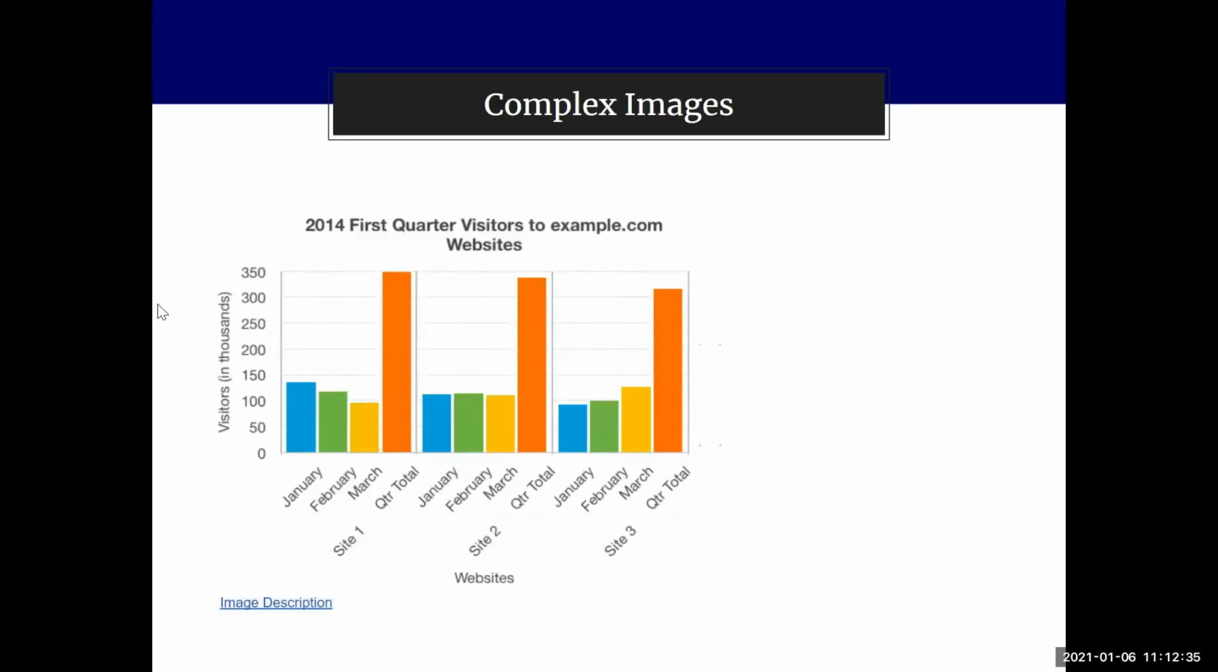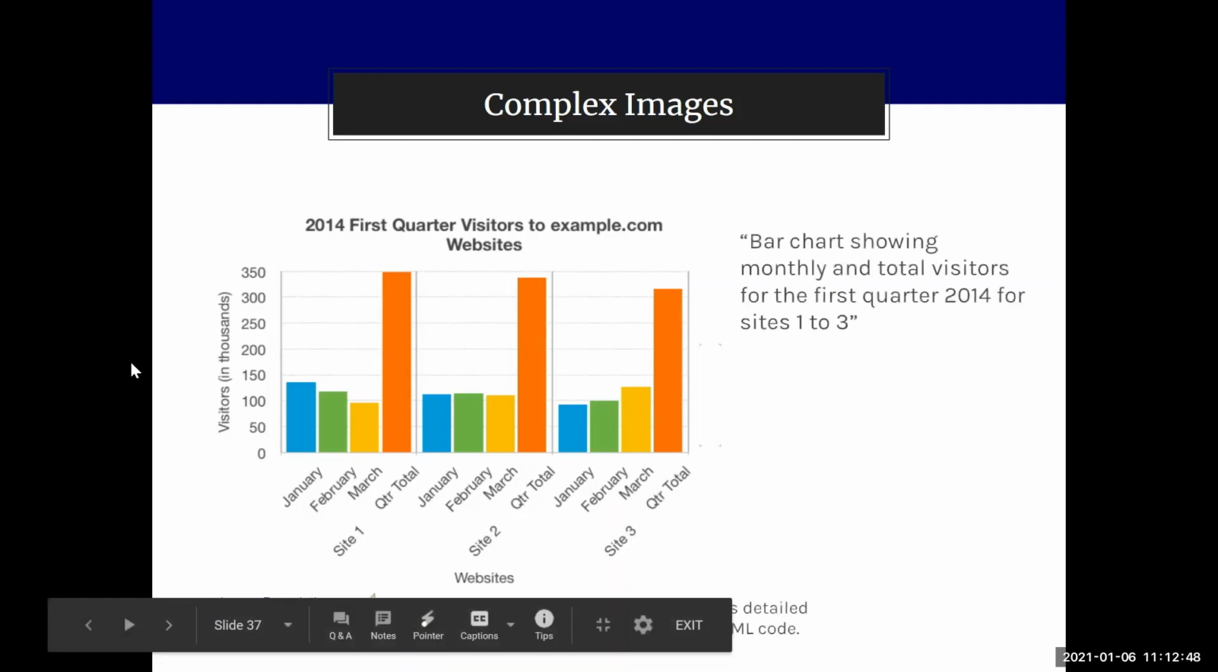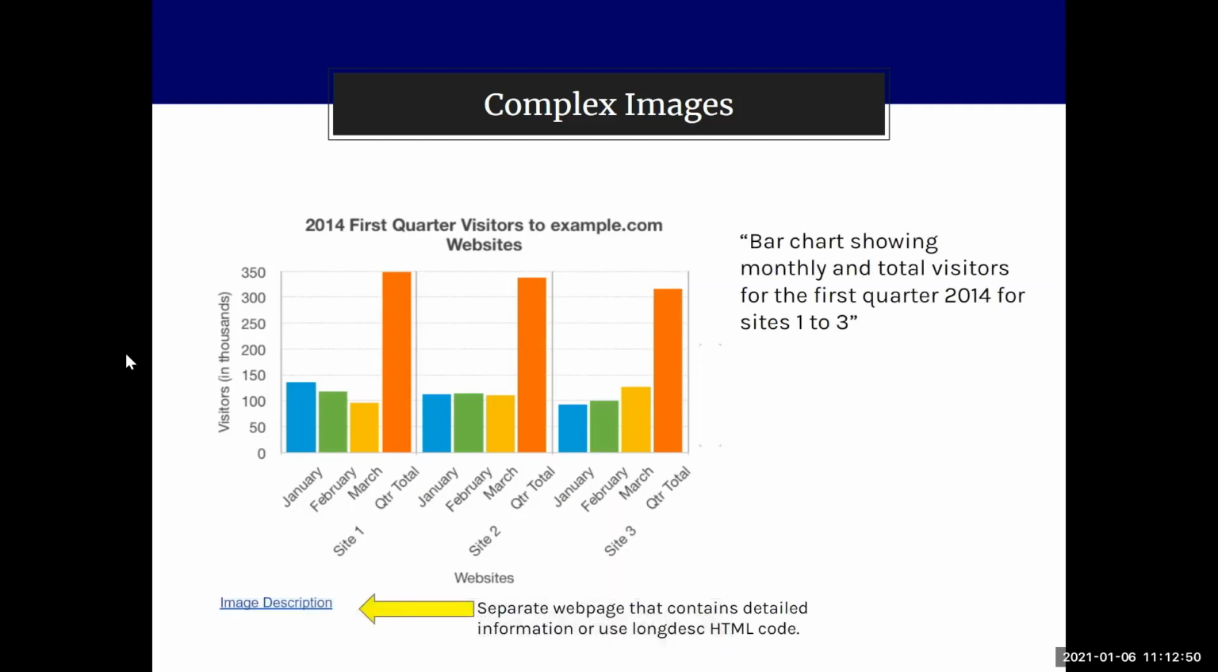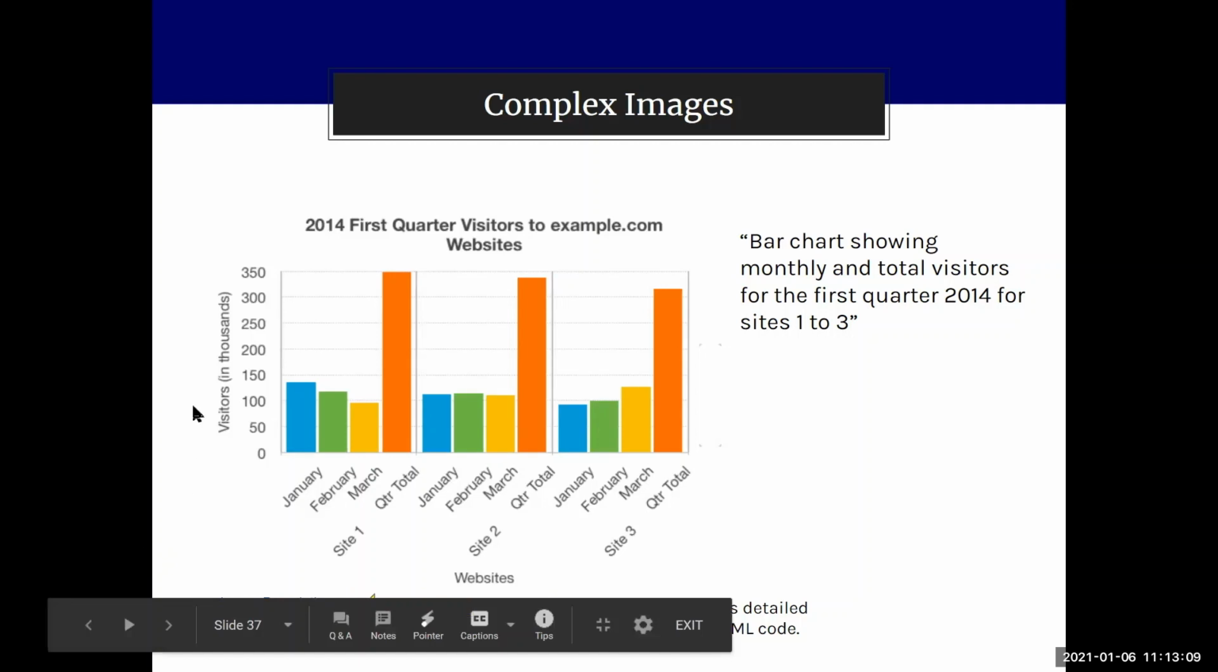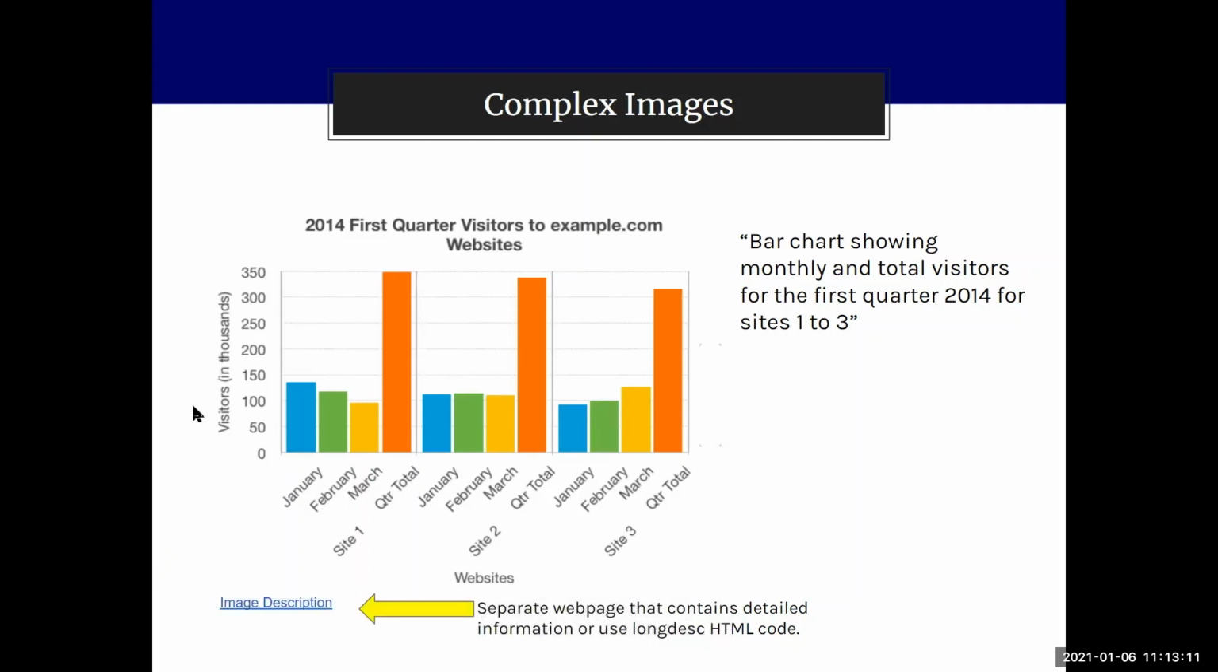Here's an example of a complex image where there's a lot going on. You're being told to be succinct, keep things short and simple, but you have something like this and you feel like you want to describe everything. A good example is just a bar chart showing monthly and total visitors for the first quarter 2014 for sites 1 to 3. You can also have a link that leads to a separate page that contains more detailed information or a longer description of the image. So if you look at the bottom here, there is a link to the image description.